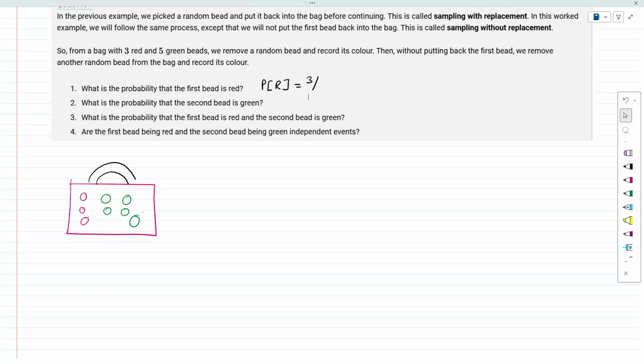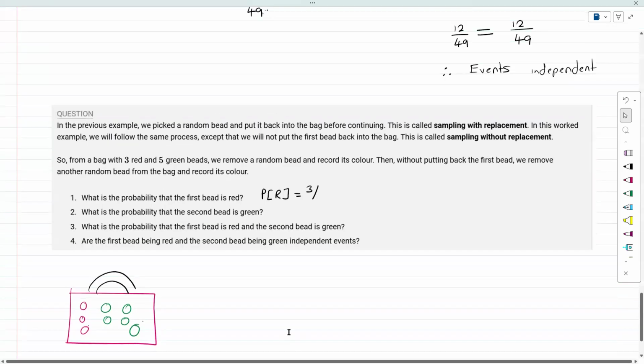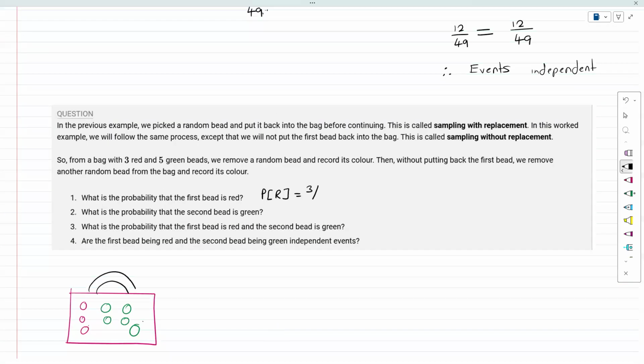Probability that the first bead is red. Then without putting the first bead back, remove another bead, and then we record. So we can do the entirety of it, but most likely the first bead being red would be 3 out of 8. Okay, for this one part, guys. But I just want to see something: without putting the first bead back, remove another bead from the bag and record its color. Okay. What would the probability be?